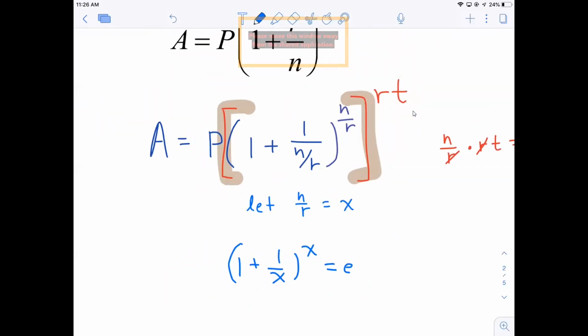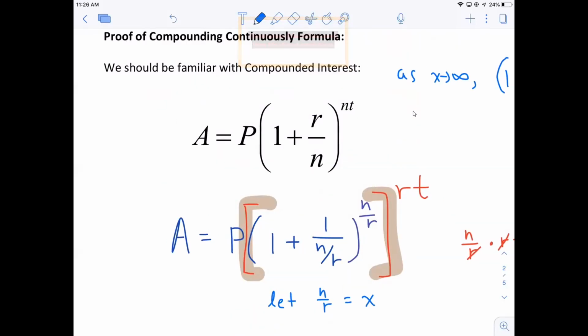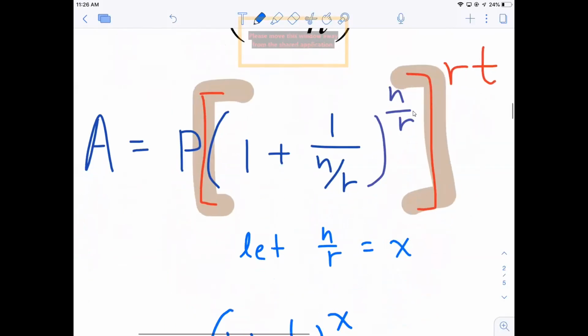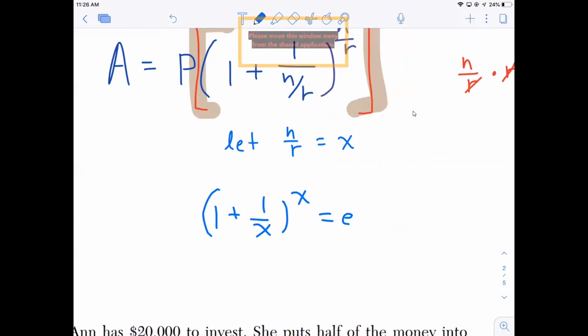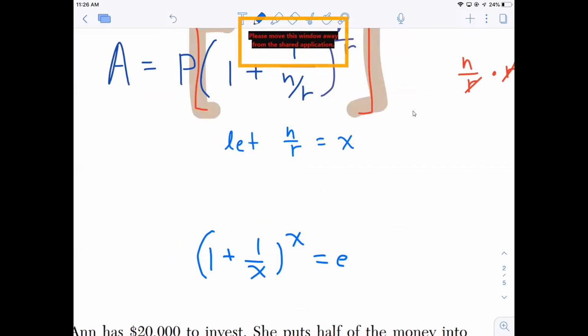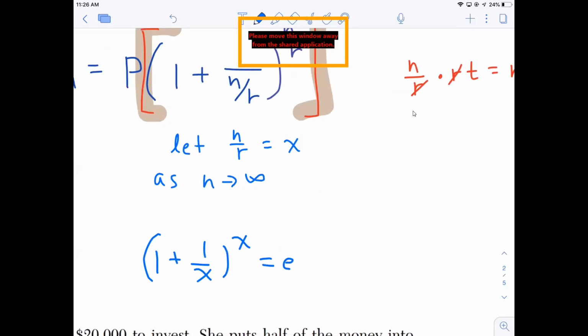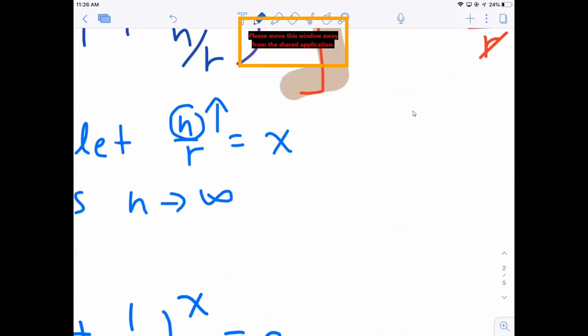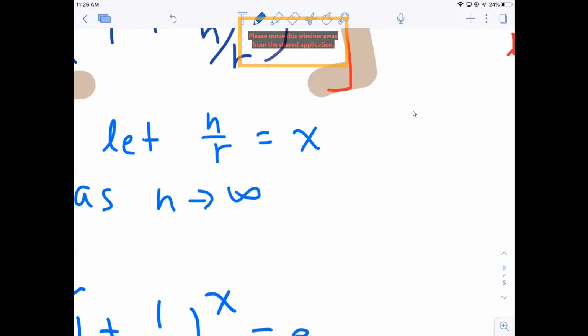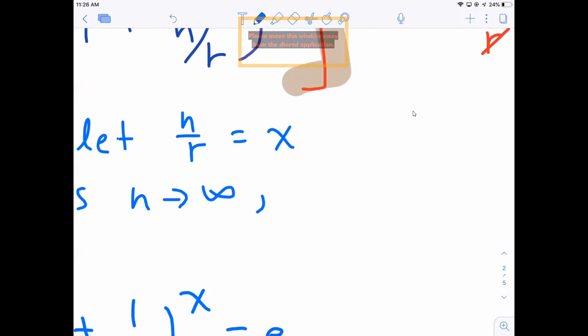And again, remember what we're trying to do. We're trying to get a compound interest formula when n goes to infinity. So what happens as n goes to infinity? I can say, as n goes to infinity, what's happening to x? Well, if this is going to infinity, isn't x also going to go to infinity? It doesn't matter what the rate is. As long as n goes to infinity, x is also going to go to infinity.